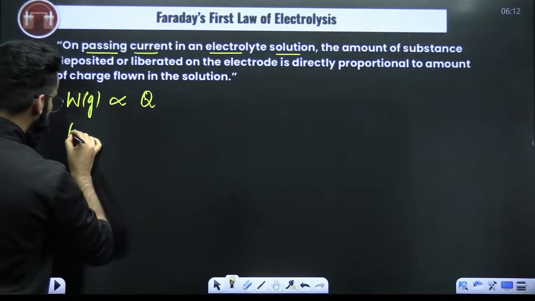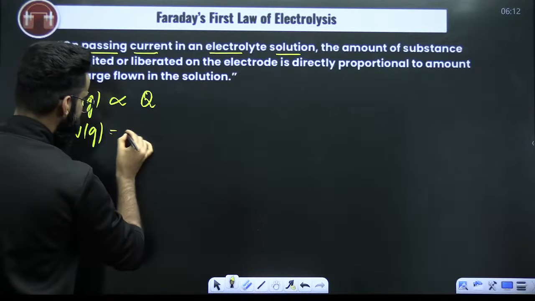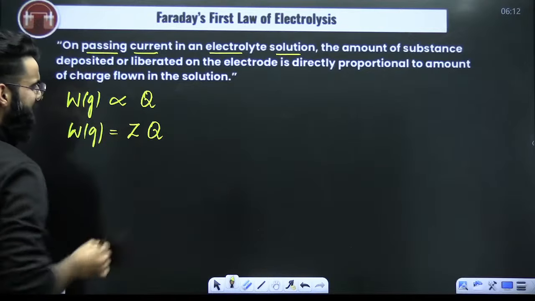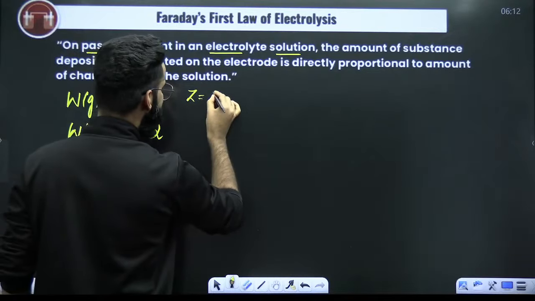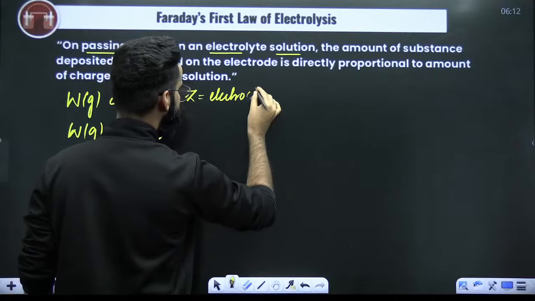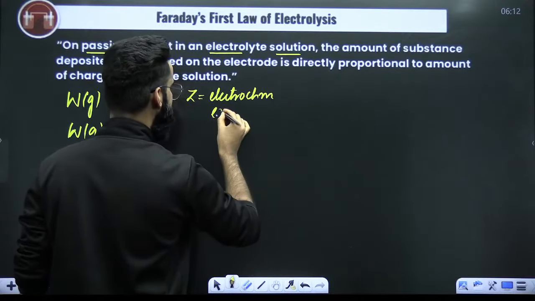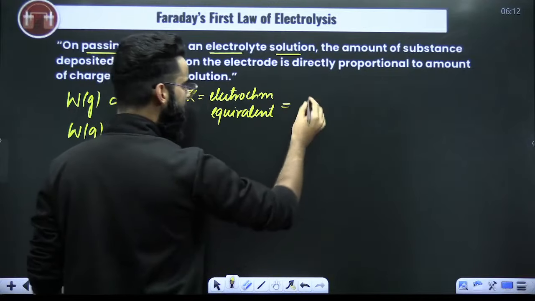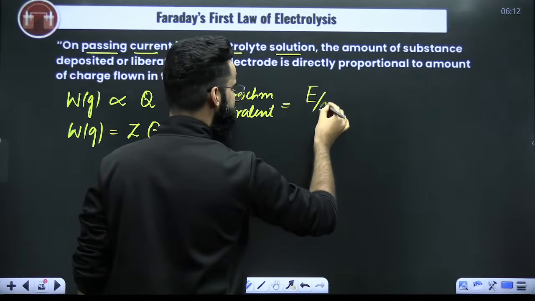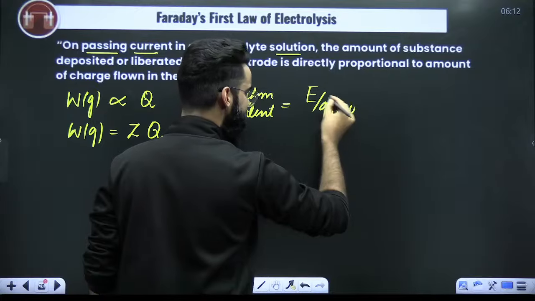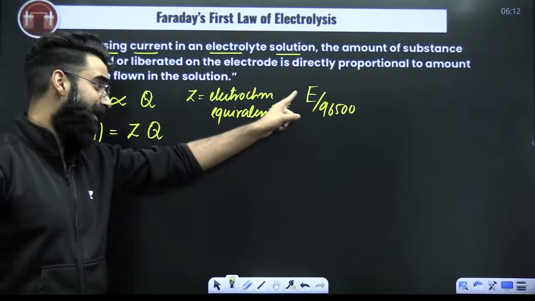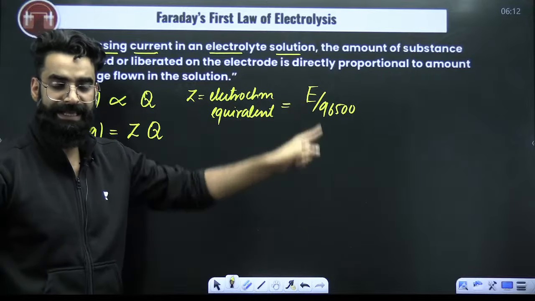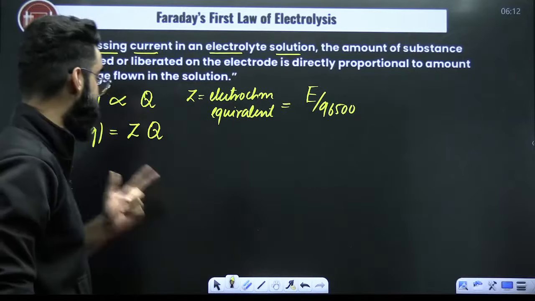Now, my dear students, if you remove the proportionality sign here, you'll get a constant, which I represent with Z. So it's Z multiplied by Q. What is this Z exactly? This Z is called the electrochemical equivalent. Right? And it is equal to E divided by 96500. What is this E? E is the equivalent weight of the same substance which is being deposited or liberated.